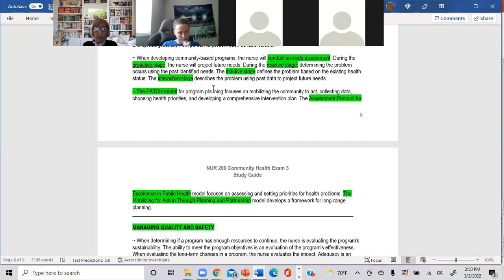Okay, and then you have the APEX, Assessment Protocol for Excellence in Public Health. In the book, you have the acronym. Okay, this model focuses on assessing and setting priorities for health problems. And then the third model, it's called the MAPP, Mobilizing for Action Through Planning and Partnership. Right? And this model develops a framework for long-range planning. This is all part of surveillance and observation.